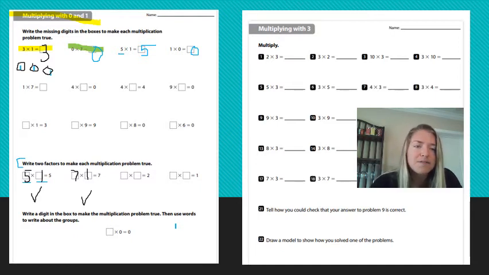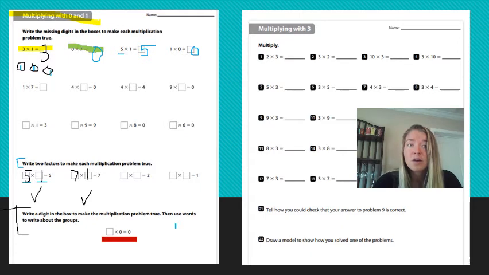This final one says write a digit in the box to make the multiplication problem true, then use words to write about the groups. So we have blank times 0 equals 0. I know that any number times 0 equals 0. So, keeping that in mind, I want you to finish that number sentence on your own later. Remember, any number times 0 is going to equal 0.